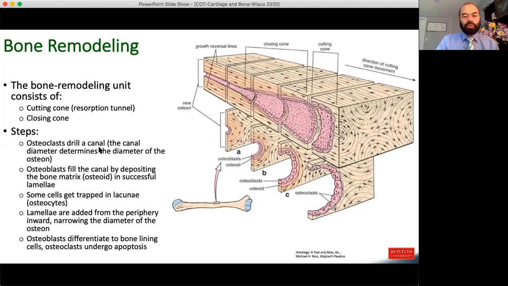Okay, so here are the typical steps. The osteoclasts drill a canal, the osteoblasts fill the canal, and some of those osteoblasts become osteocytes. They form lamellae, and then the process just goes on and on like that. So again, I can't emphasize enough that they work together in antagonistic ways to be able to get the job done.